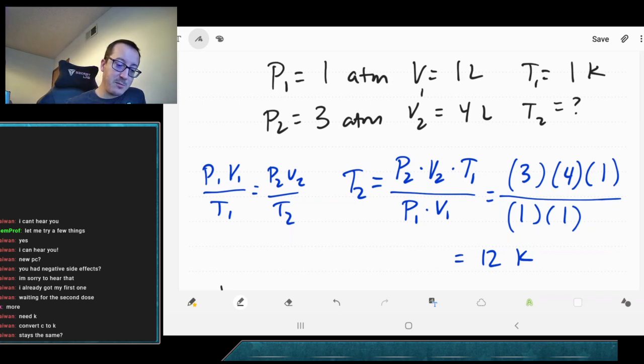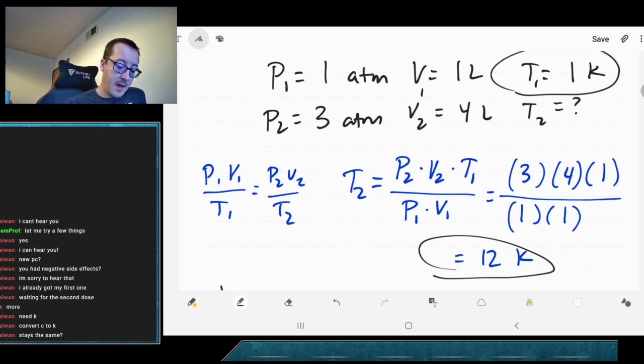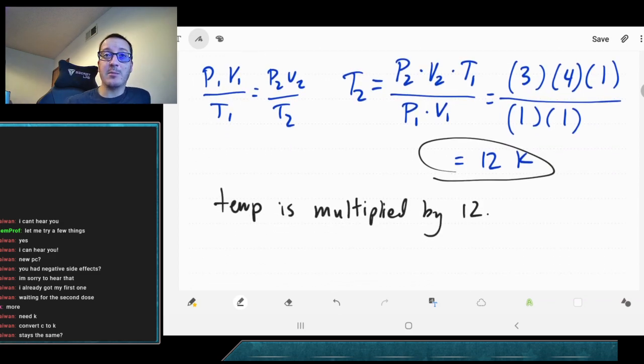And so we look at the relationship. We went from 1 Kelvin to 12 Kelvin. And so we saw that we will end up multiplying our temperature by 12. Whatever temperature you happen to choose, whatever pressure or volume you happen to choose, you will end up multiplying your temperature by 12. Math is lovely. All right, how's that looking so far? Hopefully not too bad.